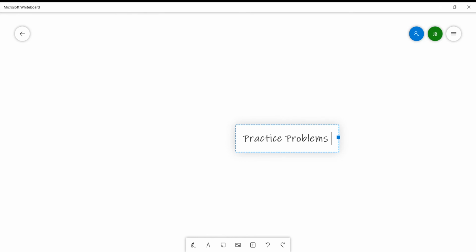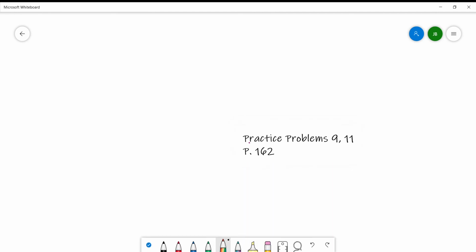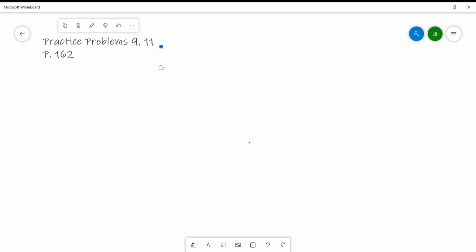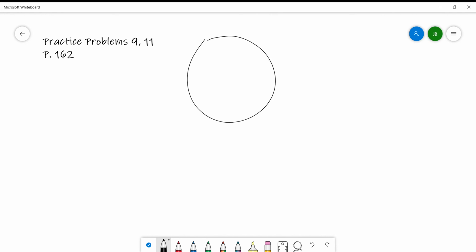So practice problems 9, 11, page 162. There we go. So we got a big hunk of metal. How much metal do we have? I don't know. We got to calculate it. So 10-inch radius. The radius is 10, not the diameter. We're going to plug in our formula.